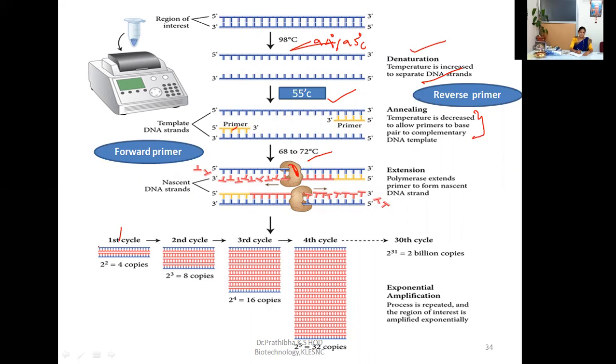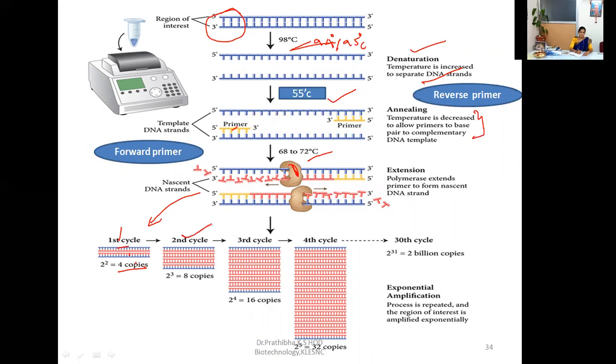Okay, here you can see this is the first cycle. We had earlier only this particular blue DNA strand. After one cycle, we got two blue strands and two red strands. So 4 copies we got here. 1, 2, 3, 4 copies.